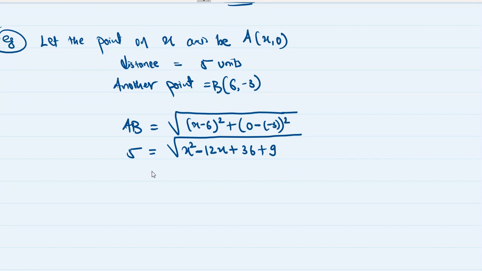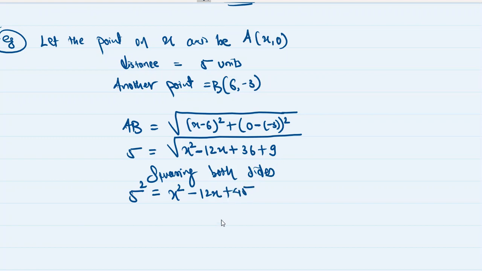Okay, now you can do squaring both the sides. So if you do squaring both the sides, what do you get? 5 square is equal to, the root will be gone because you are squaring both the sides, so root will get cut. So you get x square minus 12x, 36 plus 9 is 45. This is 25. Let's take it to the other side, so it will become x square minus 12x plus 45 minus 25. So we can say that x square minus 12x plus 20 is equal to 0.